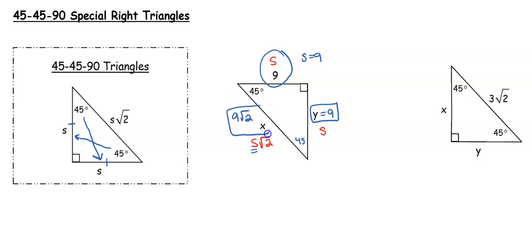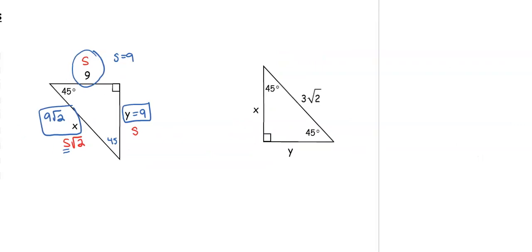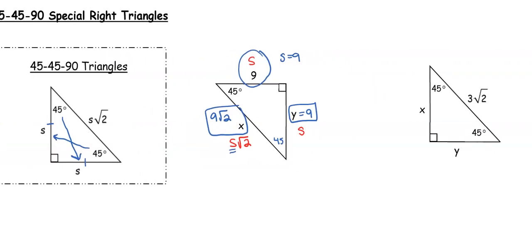All right, we've got another example over here. Again, we see that our 45, we go across from that 45. That's the whole relationship, across from 45. That's S. Here's my other 45. Across from 45 is S. Remember, the legs are congruent. This is an isosceles right triangle. And then across from 90, this is S root 2.